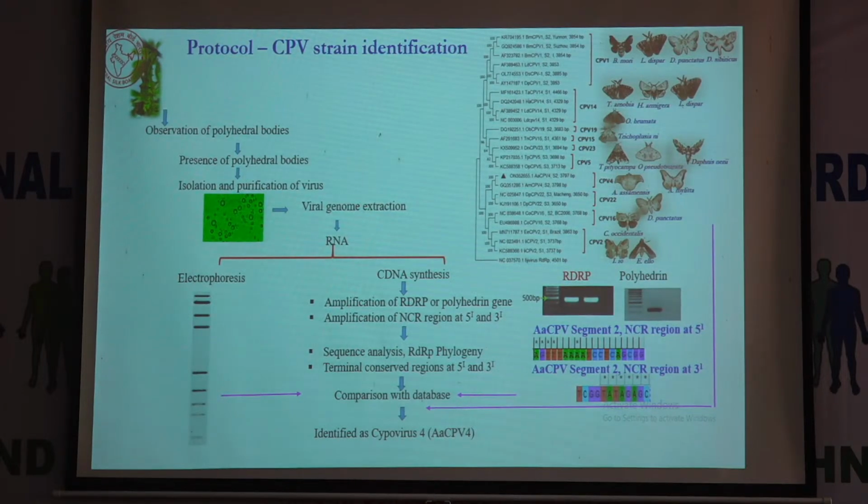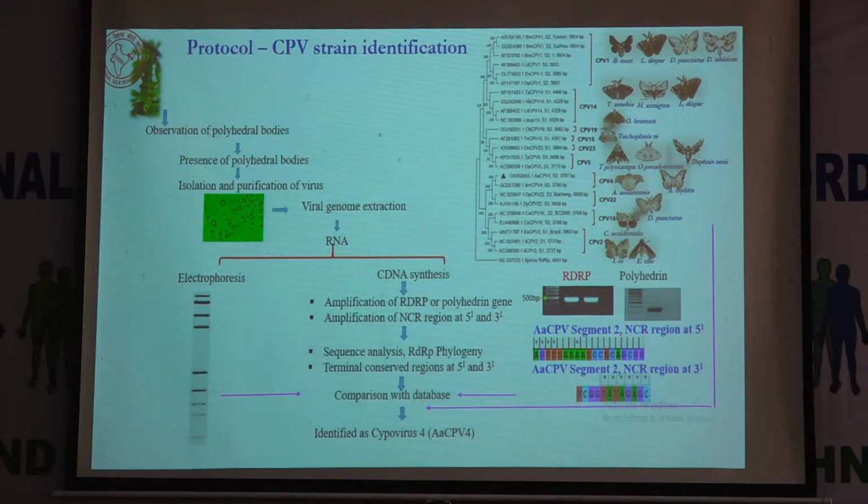So now we have identified the pathogen as cypovirus 4. Similarly, during this work, we have developed a protocol. For example, if any scientist works on cypovirus and wants to know which type of cypovirus he is handling, we have developed a protocol like this. Whatever you have seen, first extract the polyhedral bodies and check under the microscope whether any polyhedral bodies are there or not.